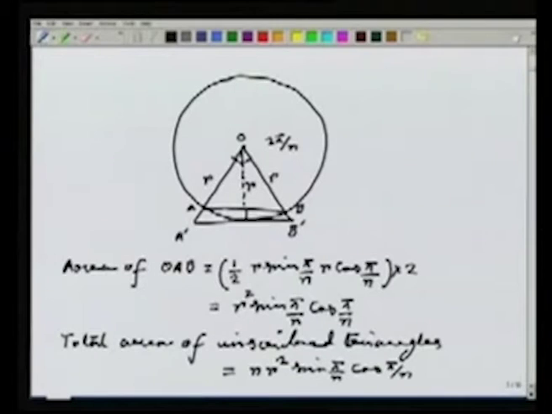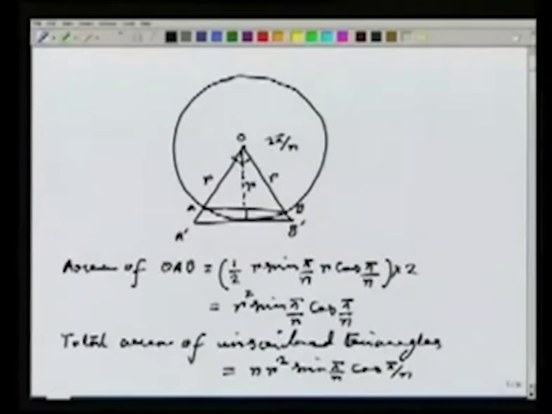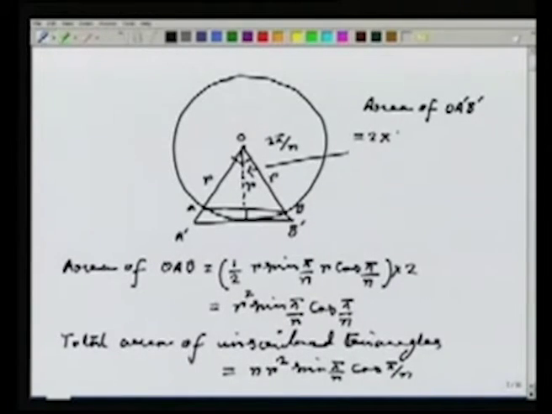Now we will concentrate on the area of the bigger triangle, that is O, A prime, B prime. Let us see what is the area there. I know the length of this line, this is r, that I know, and then I know the angles, those are pi by n's. So again it is half the base into altitude. So let us see, area of O, A prime, B prime is equal to 2 into half.